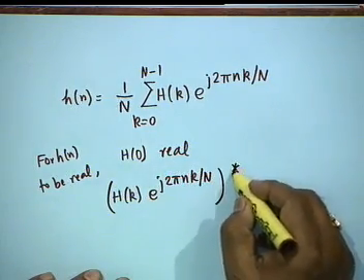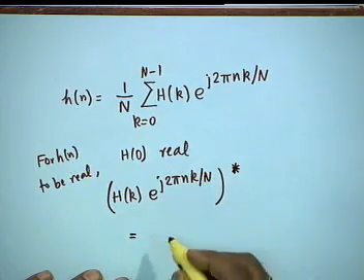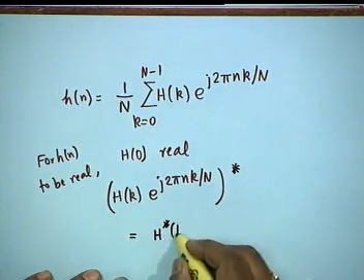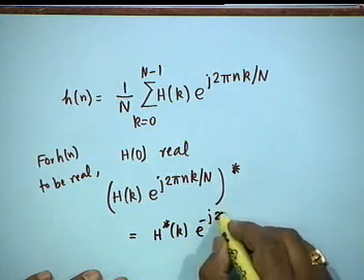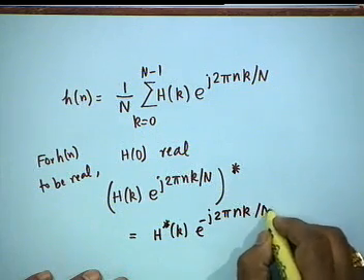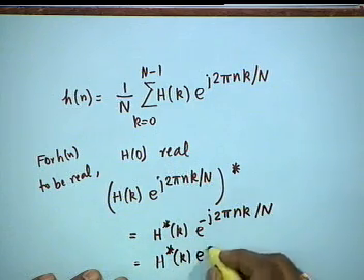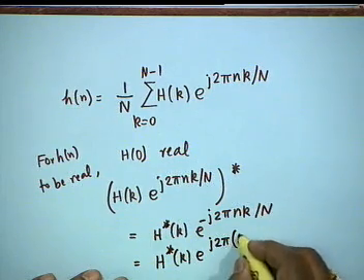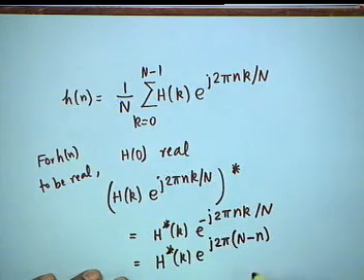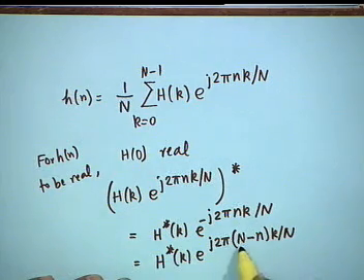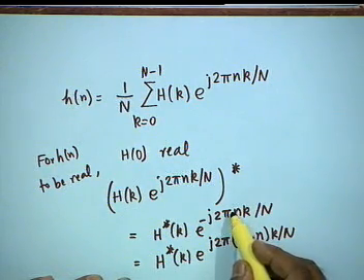Now, let us see what its conjugate is. Obviously in this summation, I must have its conjugate. So, therefore, H star of k e to the power minus j 2 pi n k by N, which I can write as H star of k e to the power j 2 pi (capital N minus n) k divided by N. Is that okay? You see, capital N by n e to the j 2 pi any integer is 1. So, I can write it in this form. This is the same as this.